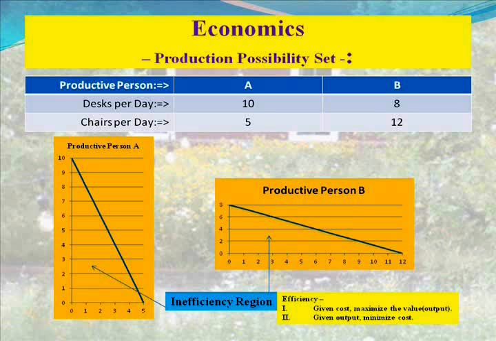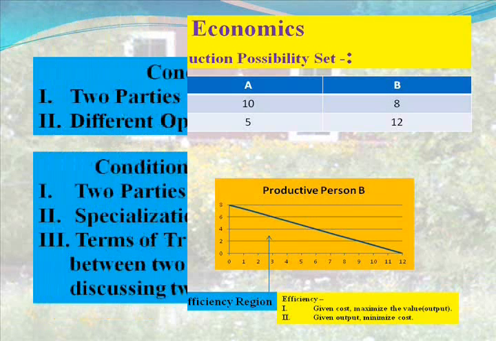But if, for example, productive person A is only making 3 desks per day and 1 chair, then they would be in this inefficiency region, and they would need to perhaps do something to bring them back to efficiency. Remembering that efficiency is defined as given cost, maximize the value or output, and given output, minimize the cost.